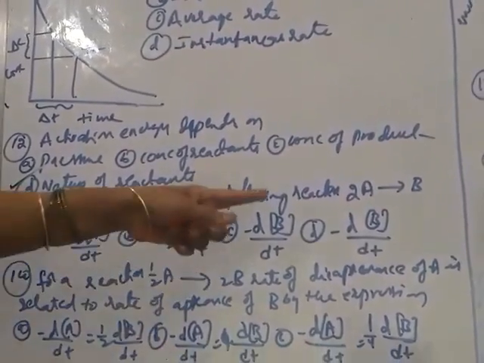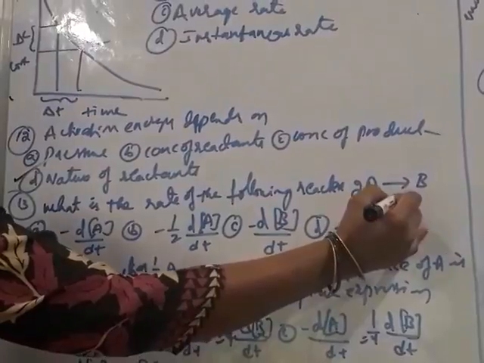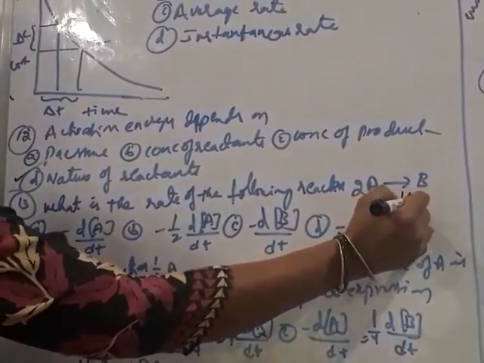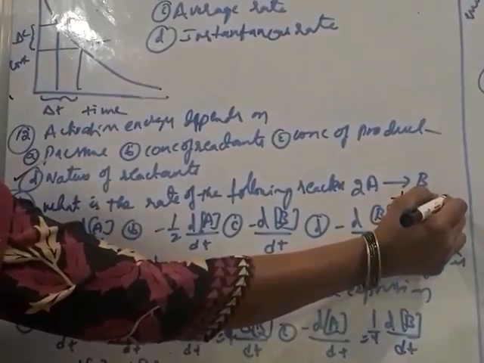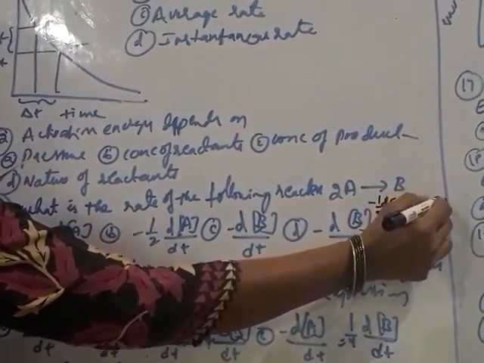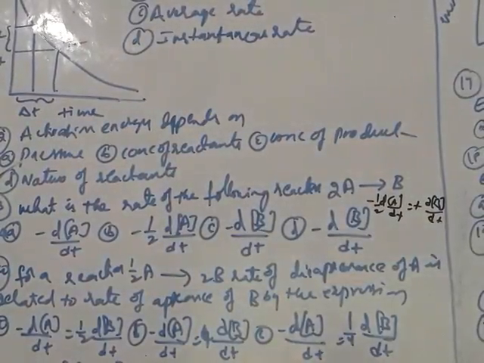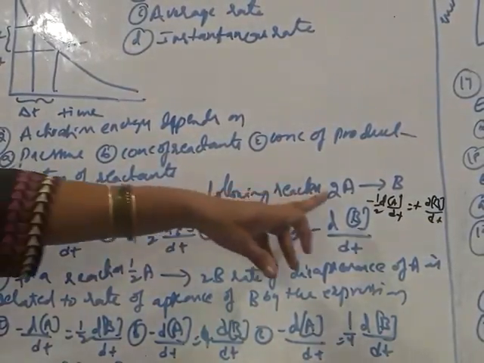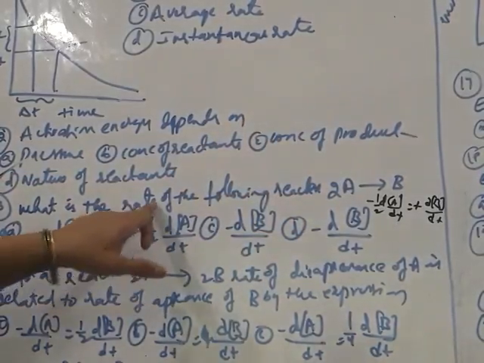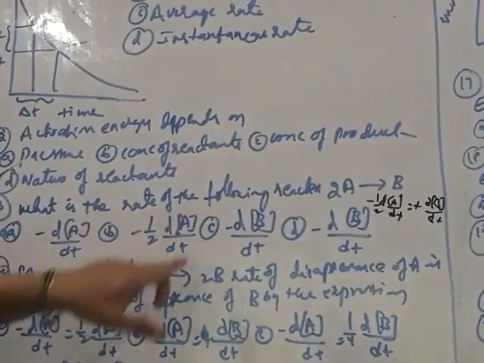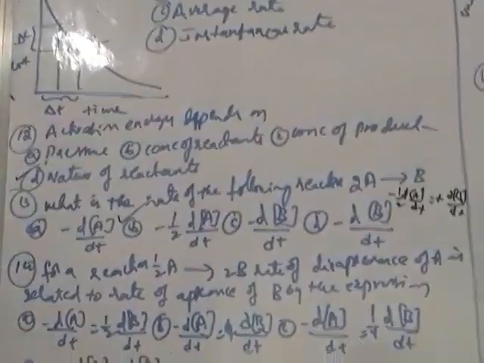2A gives B. Okay, with respect to A, we can write rate as minus 1 by 2 dA by dt. With respect to B, plus dB by dt. So, this is the rate of reaction for reactants and products. Okay. So, here rate of reaction for reactants is given: minus 1 by 2 dA by dt, concentration of A by time. So, this is the option.